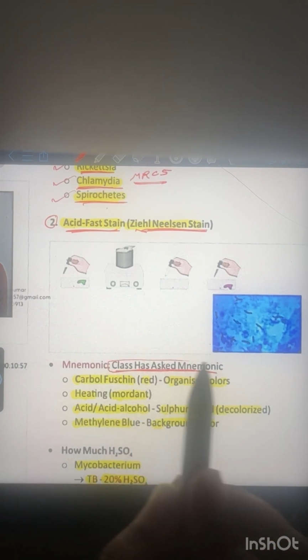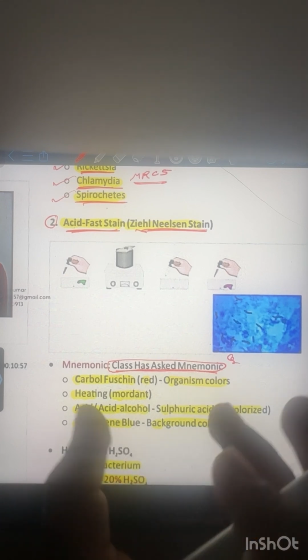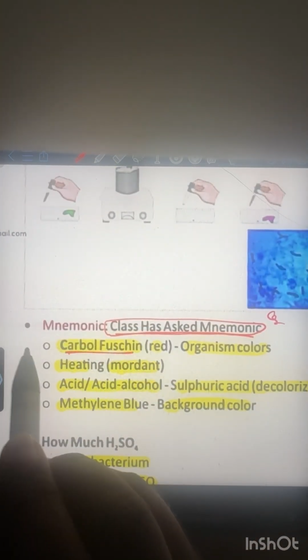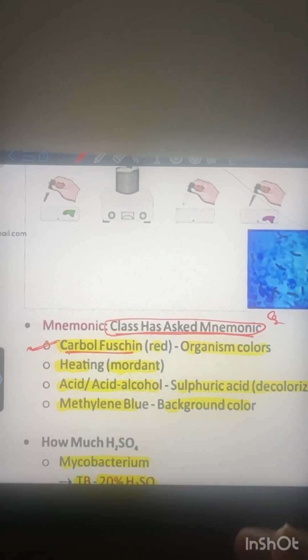because a student asked me, ma'am, iska bhi koi mnemonic? Tell us some mnemonic for this. So I said, okay, let me make a mnemonic right now. And this turned out to be a very impromptu 2-second mnemonic. That is, class has asked mnemonic for the ZN stain. So what is class has asked mnemonic? That's in front of you.